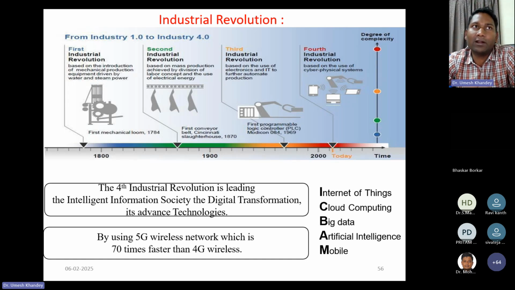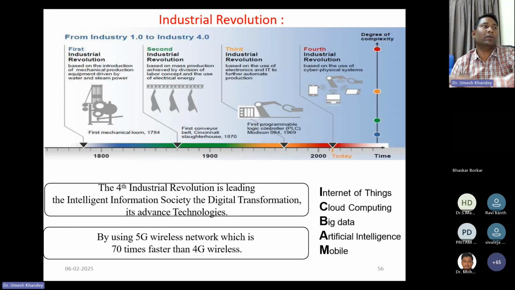But if you see, the degree of complexity has also increased with each industrial revolution. The fourth industrial revolution is leading to the intelligent information society, digital transformation and its advanced technologies. Artificial intelligence also came into the picture, where you are making machines learn by themselves and react according to the situation as per the requirement.